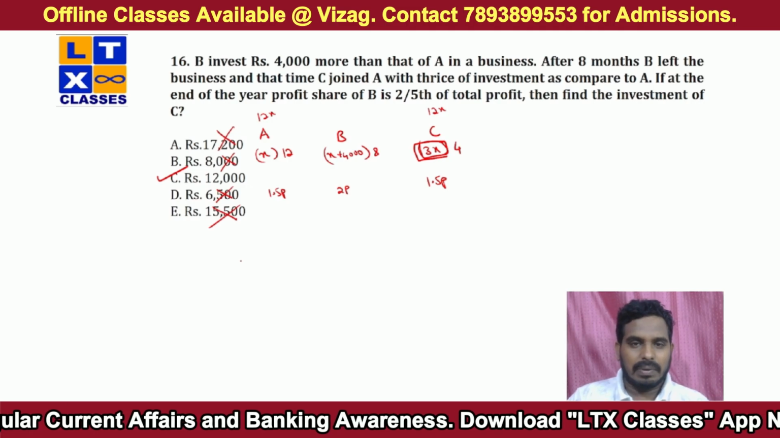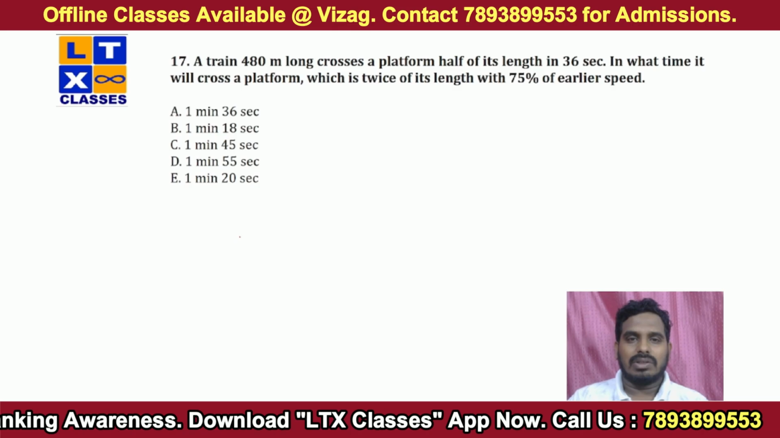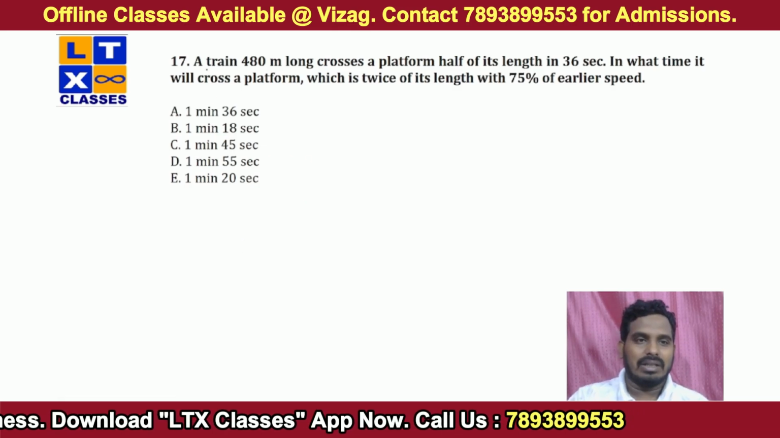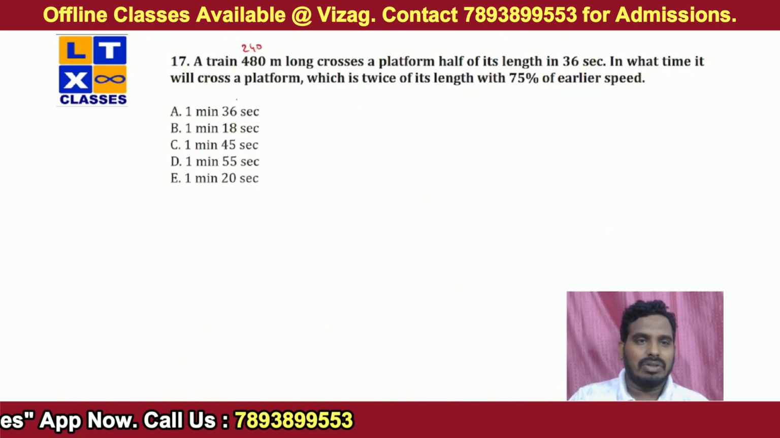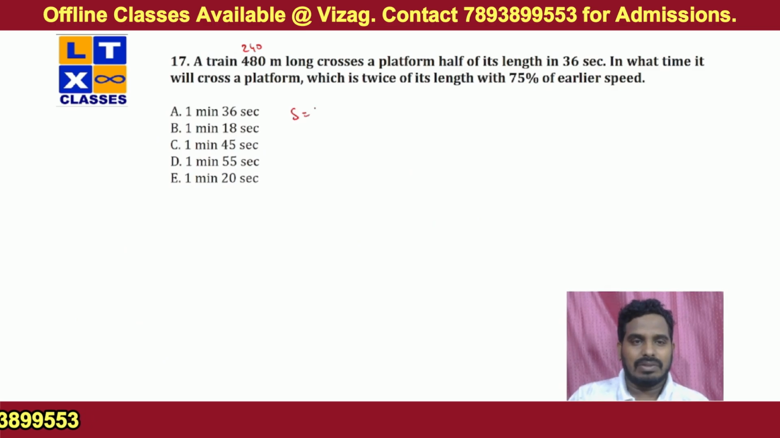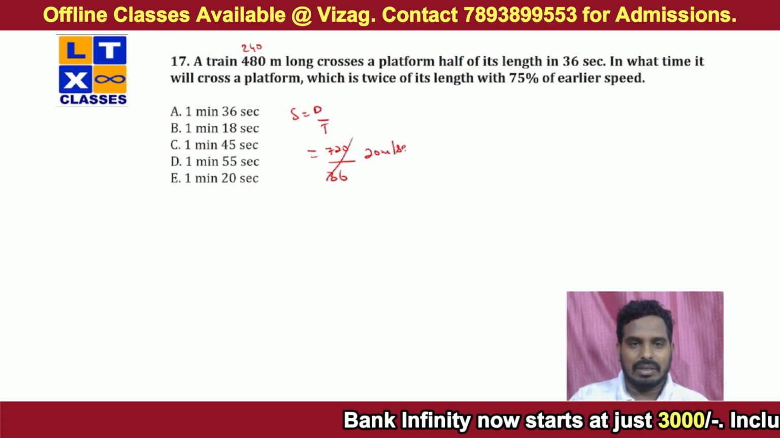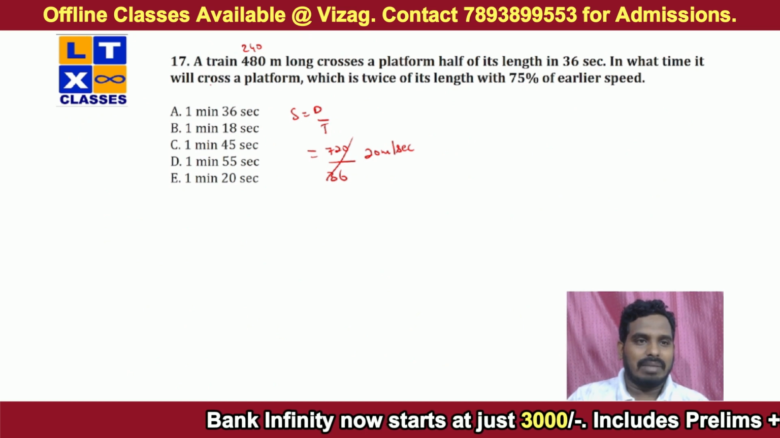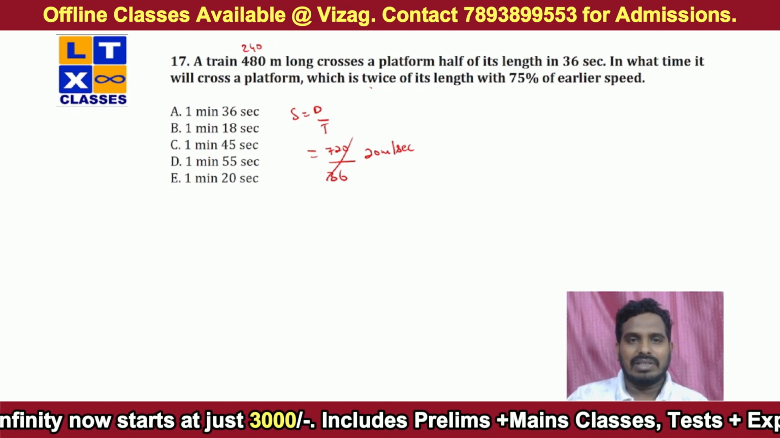Okay, done. Now, a train of 480 meters long crosses a platform of half of its length. 480 and half of its length would be adding 240 again. This would be equal to 720. Now, from my formula, speed equals distance by time. My distance is 720 and time is 36 seconds. So this is 20 meters per second. Now, in what time will it cross a platform which is twice its length?